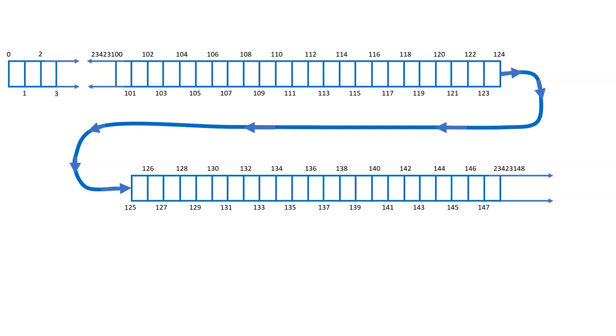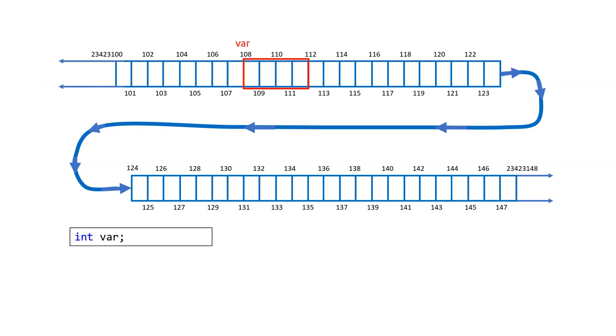So that's only to understand what these numbers are. Got it? All right. Deep breath. Let's continue. When you create a variable in your C program, this is what happens.